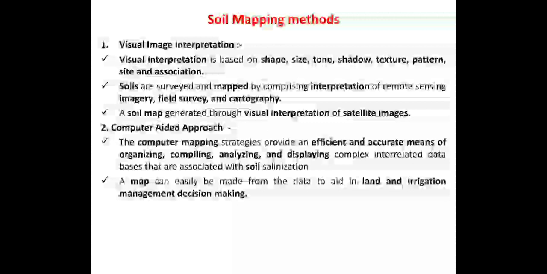In this method, the maps can be easily made from the data for land and irrigation management decision making. Accordingly, maps prepared on the computer should be used for irrigation scheduling and for making proper decisions regarding land management as well as irrigation management. These are the two important methods of soil mapping.